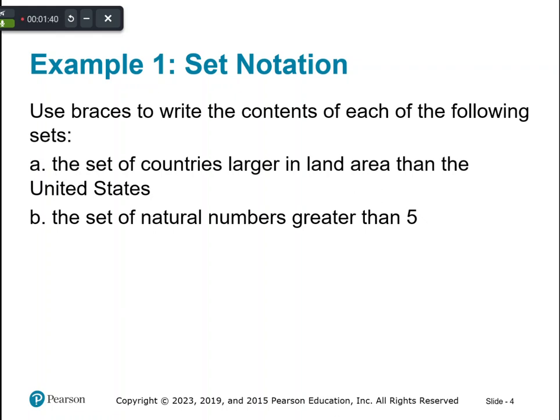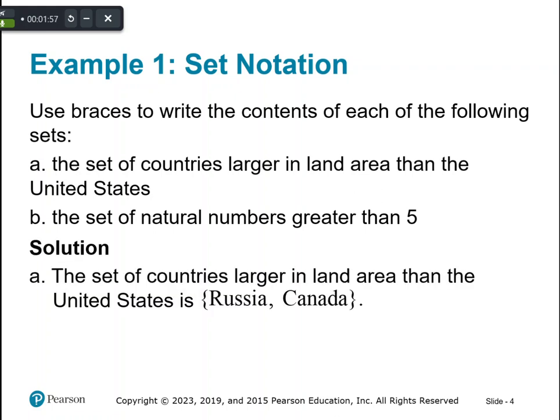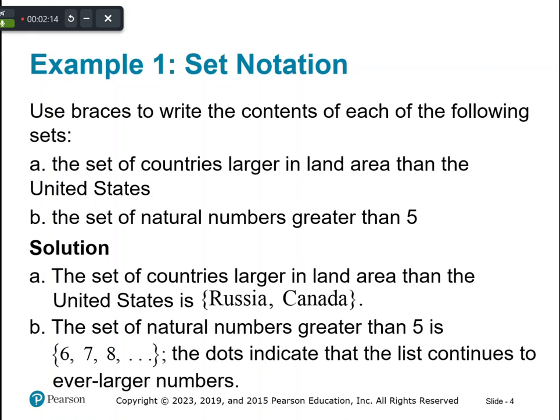So let's do an example. Let's start with set notation. We're going to use braces to write the contents of each of the following sets. A, the set of countries larger in land area than the United States. B, the set of natural numbers greater than 5. All right, so the set of countries larger in land area than the United States, it's only Russia and Canada. So we use squiggly brackets and we list Russia, comma, Canada. We always separate the members with a comma and we enclose everything, unless it's like part B, the set of natural numbers greater than 5.